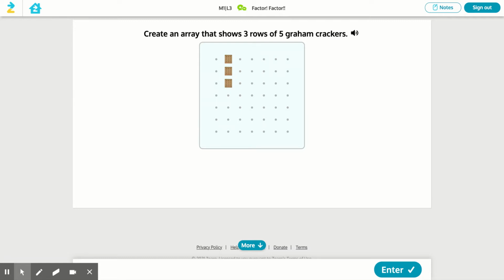And then it says that there are 5 graham crackers in each row. So first row, graham cracker 1, 2, 3, 4, 5. Make sure you always count this first graham cracker. 1, 2, 3, 4, 5. 1, 2, 3, 4, 5.